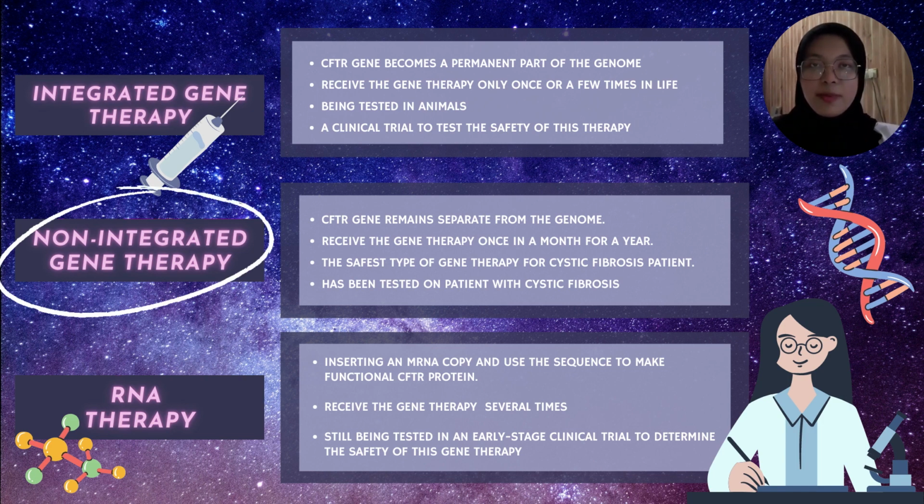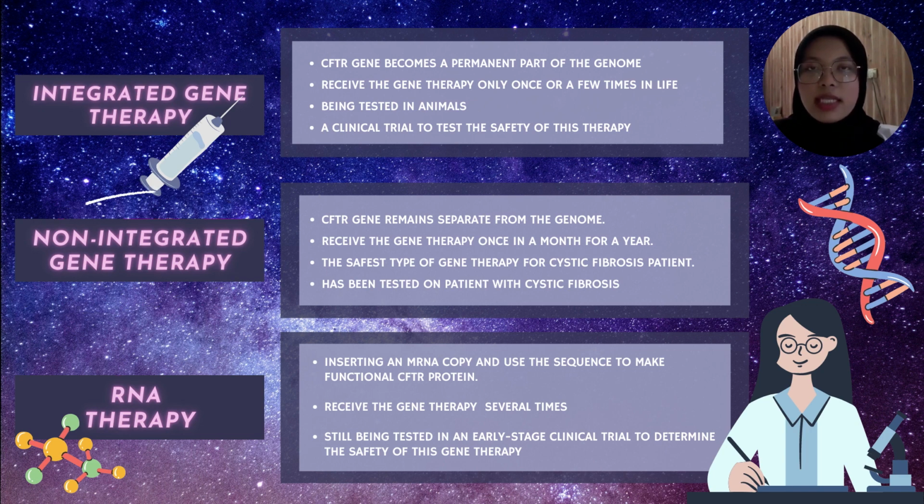Next, non-integrating gene therapy. The procedure of this gene therapy is the same as integrating gene therapy, but the CFTR gene remains separate from the genome. The cell can still use the new copy of the CFTR gene to make normal CFTR protein. The effect of the gene therapy might last only for several weeks or months. Non-integrating gene therapy is the safest type of gene therapy for cystic fibrosis patients. In a clinical trial in England, people with cystic fibrosis were given a dose of a non-integrating gene therapy once a month for a year. The result of the gene therapy was safe and resulted in a small improvement in lung function.